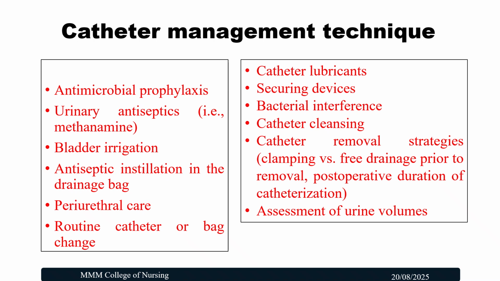Now, catheter management techniques. First we should do antimicrobial prophylaxis, then urinary antiseptics, bladder irrigation, antiseptic instillations in the drainage bag, periurethral care, routine catheter or bag changes, catheter lubricants, securing the devices, bacterial interference, catheter cleansing, and catheter removal strategies like clamping, free drainage prior to removal, or postoperative duration of catheterization, and assessment of the urine volume.